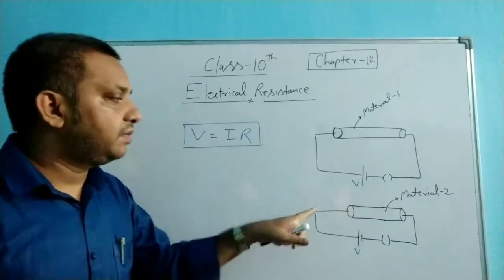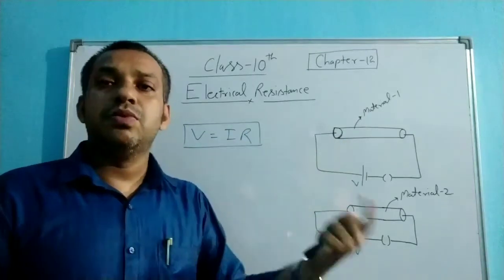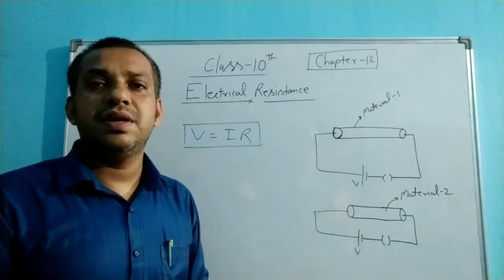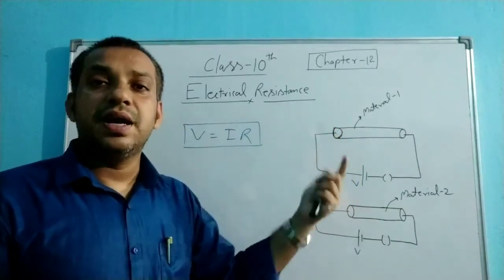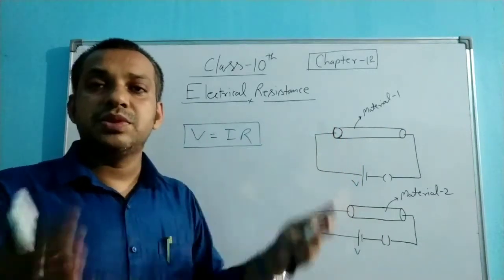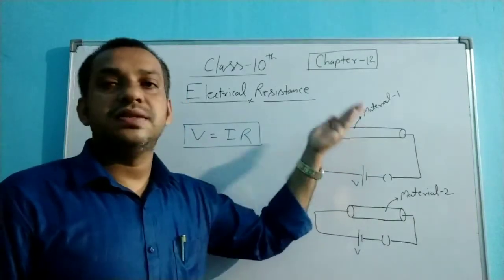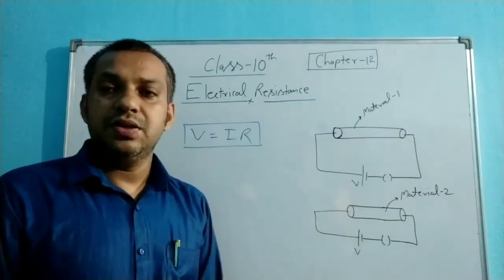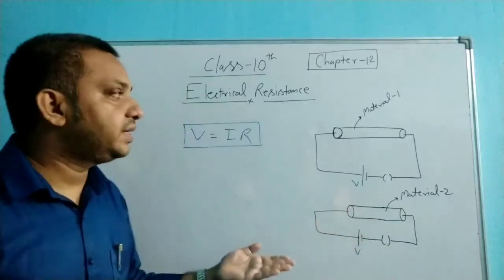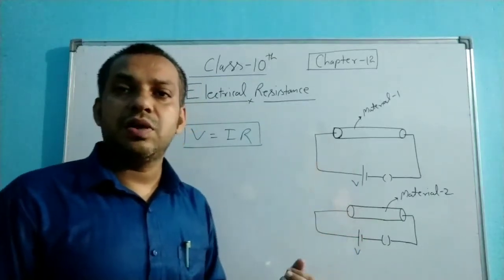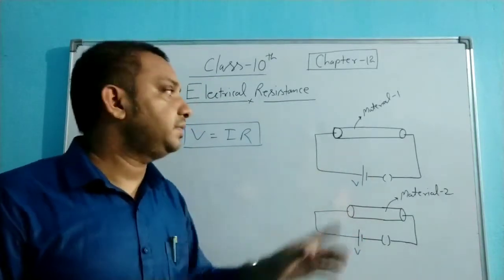So whenever this external cause is there, they oppose, and this opposing behavior combines for all the atoms, which results in a total opposing behavior of the conductor, which is called the electrical resistance of the conductor. So what is the electrical resistance? Basically, it is the inertia of the electrons to oppose the movement of the electrons.